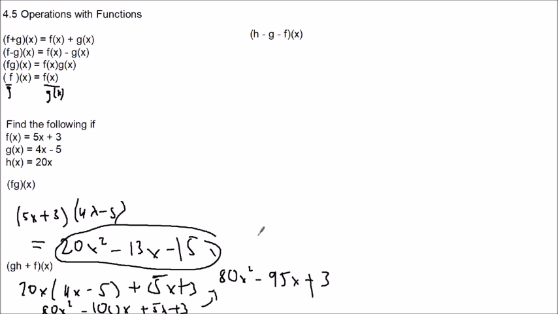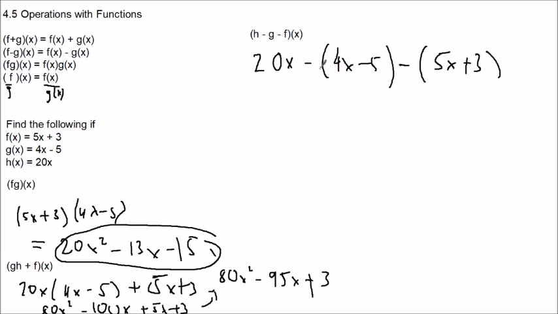Next, h minus g minus f of x is 20x minus g, which is minus 4x minus 5, minus f, which is minus 5x plus 3. So 20x, right, and then minus 4x, and then we got minus and the minus, so it's positive, and then minus this whole thing, so we can turn the whole thing negative. We got 20x minus 4x and minus 5x, so that's 11x, and then 5 minus 3 is 2, so 11x plus 2.